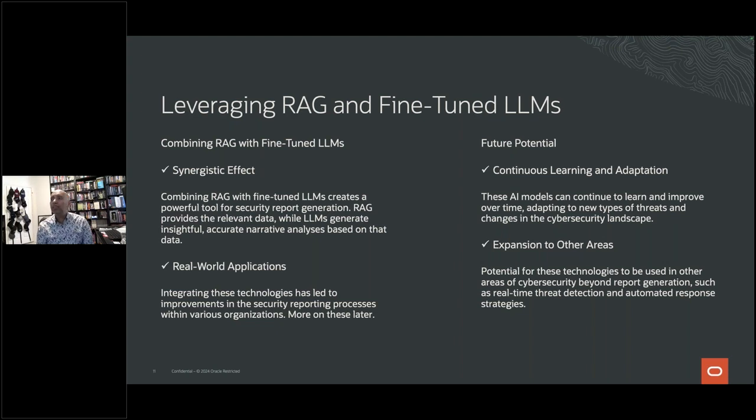So some of the future potential of our model. It is continuous learning and adaptation. These AI models can continue to learn and improve over time, adapting to new types of threats and changes in the cybersecurity landscape. Say in future, we make this model available, and then you can take this model and fine tune it in your own environment, or you feed data from your own environment so that over time it learns, and then you deploy it for production for inference.